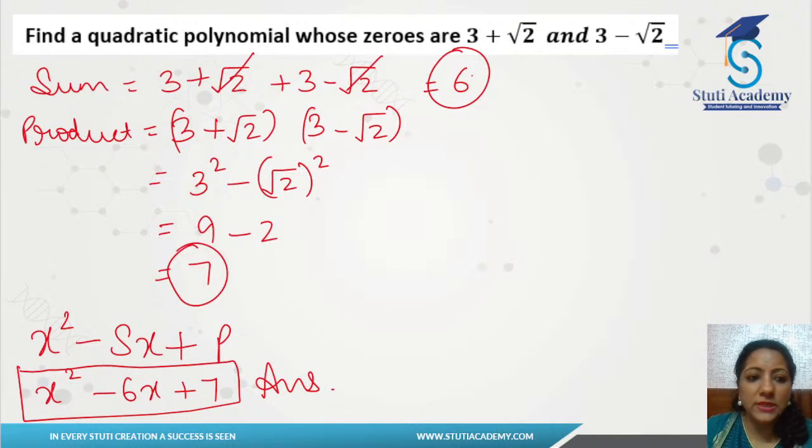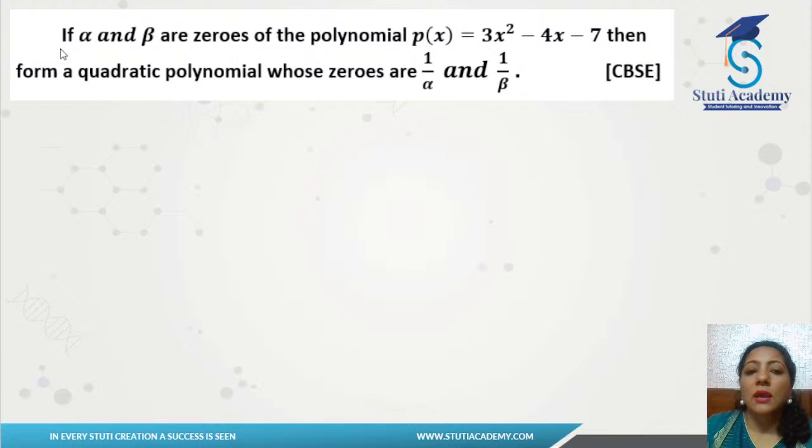Now let's discuss one more question. If alpha and beta are zeros of the polynomial 3x square minus 6x minus 7, then form a quadratic polynomial whose zeros are 1 upon alpha and 1 upon beta.